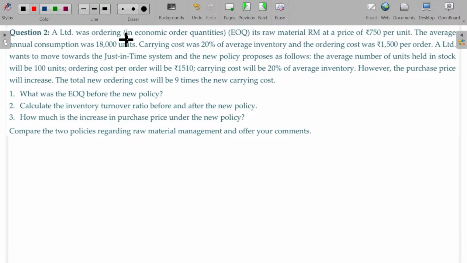A Limited was ordering economic order quantities, EOQ, of its raw material RM at a price of rupees 750 per unit. Price being 750. Average annual consumption was 18,000. Carrying cost was 20% of average inventory. Ordering cost 1,500 per order.